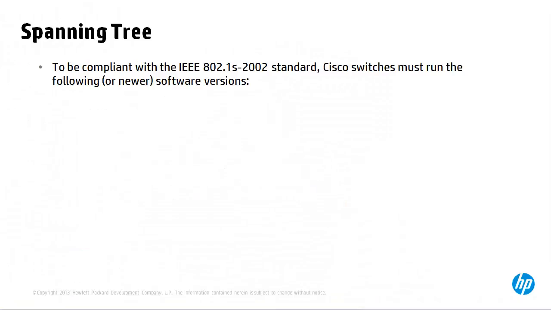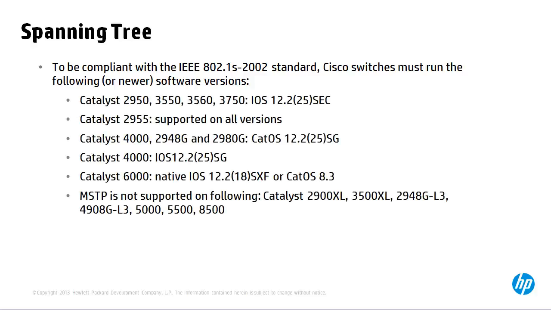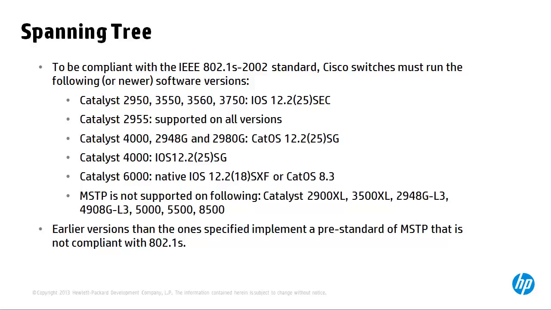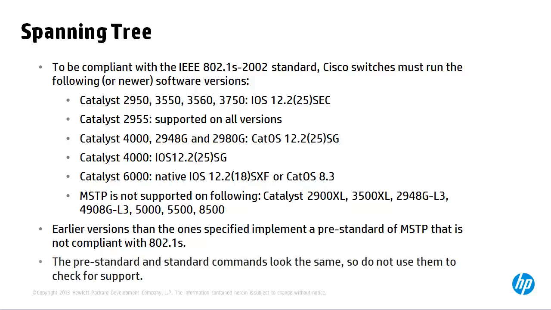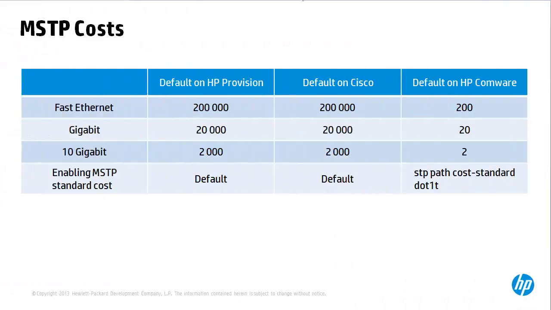Cisco switches run either multiple spanning tree or multiple instance spanning tree. To ensure compliance with the IEEE 802.1s standard, Cisco switches must run these versions of software or later. Earlier versions will implement a pre-standard version of multiple spanning tree that is not compliant with 802.1s. Be careful, the pre-standard and standard commands look the same, so do not use the commands to check support for multiple spanning tree.